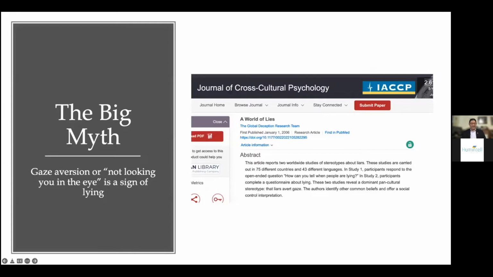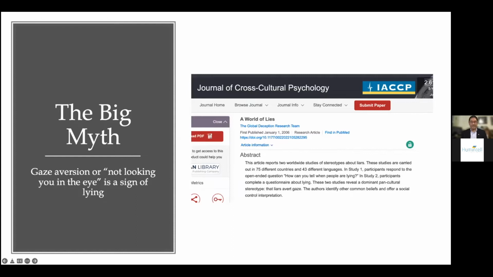I mentioned that one of the goals of research is to know which kinds of behaviors are not indicative of deception. And I do want to mention one, which is called the big myth out there. The myth is that gaze aversion, or not looking one in the eye, is a sign of lying, or looking away when you're answering questions and whatnot. And actually, that's not been found to be true in science, despite the fact that it is believed by people around the world in many different cultures.